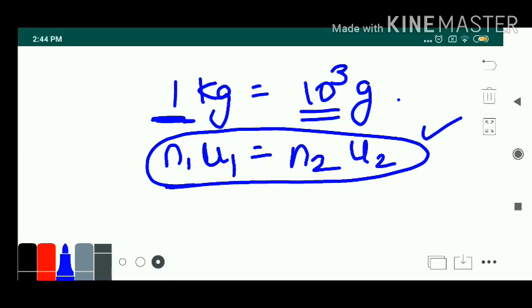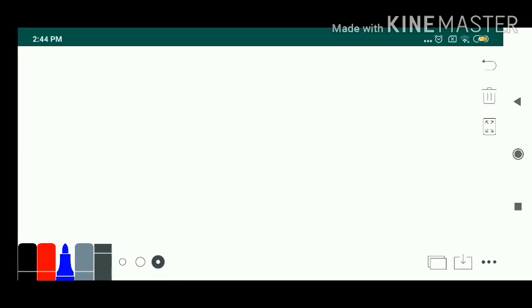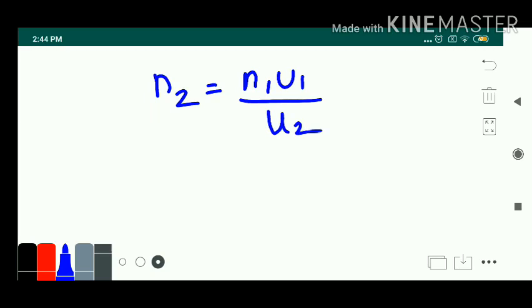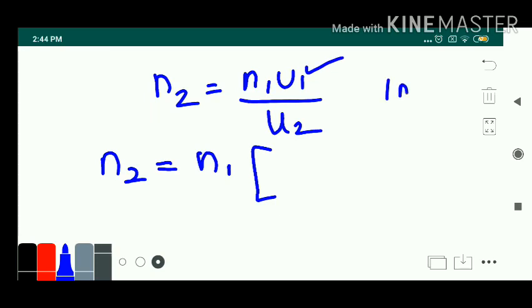This is a formula, you have to just analyze it. Now I'm going to rearrange it. So I can write n2 is equal to n1 u1 by u2. Yes, just rearranged it. Now listen guys, now comes the problem. Let's take this one as n1, and u1 is the unit of the first section. You remember I used to write 1 kilometer is equal to 1000 meter, like that. So this is your u1, kilometer. So that means that is L1.